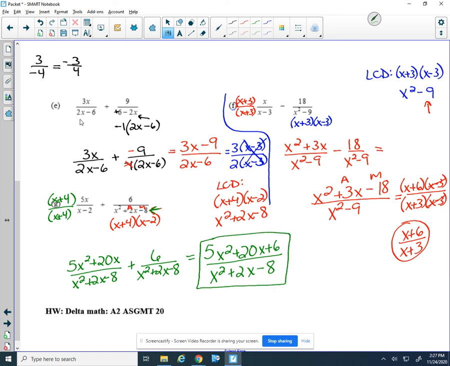So big idea here, when we add fractions, we need common denominators. The only way we can make common denominators is through multiplication, or multiplying fractions by 1. Same thing in the numerator with the denominator.